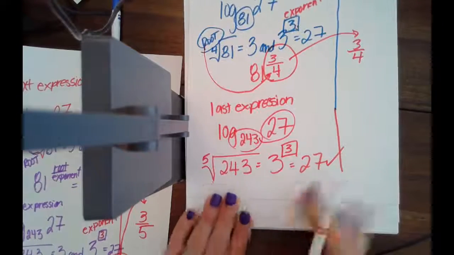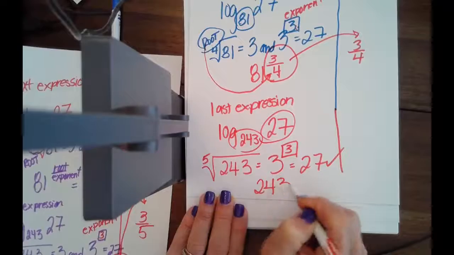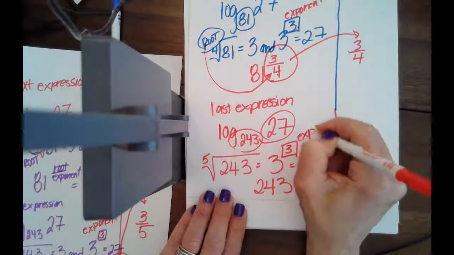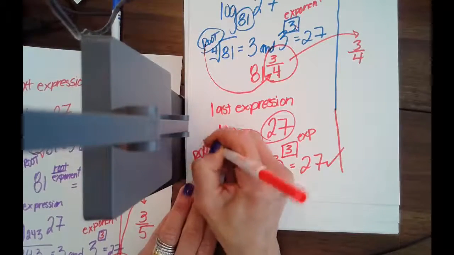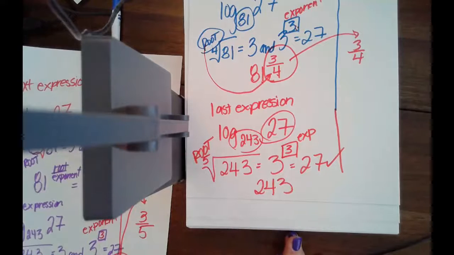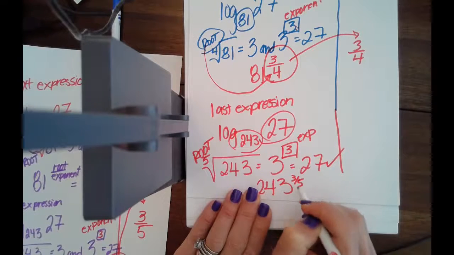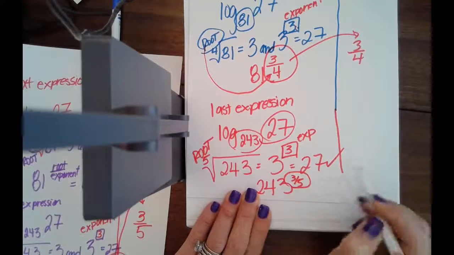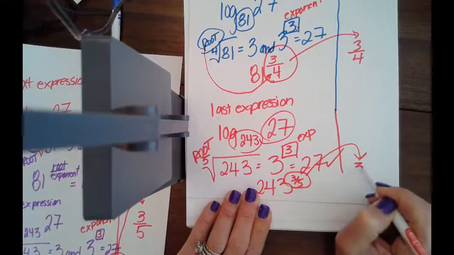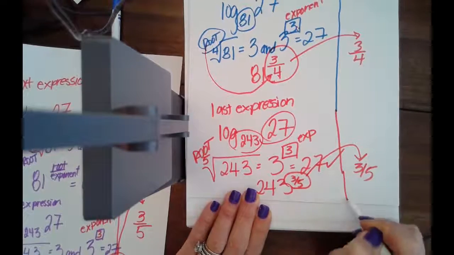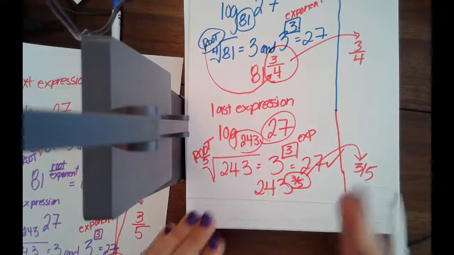So for the base of 243, remember, here's your exponent, here's your root. We're going to build a rational exponent, and that's going to be the exponent part over the root part. So 243 raised to the 3/5 power. This is our ending value, because remember, the exponent to which you raise the base to give you that result is the value of that expression.